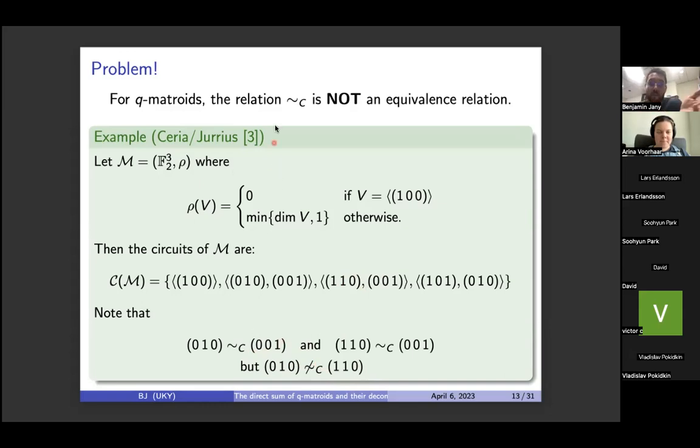And so we cannot define the notion of connected components on a q-matroid by just using a natural analog of the classical case. So we have to think differently and try to find a different way to show that a q-matroid can be decomposed into irreducible components.